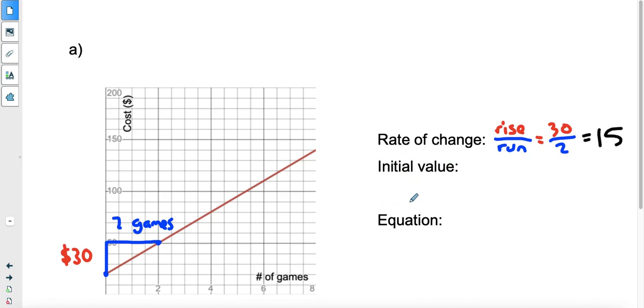To find the initial value, that's just where the line starts on my graph here. And I can tell my line is going to start at $20, right? So my initial value is just going to be 20 here. And now I have enough information to find the equation of a line. Because remember, the equation of a line is given by this form. Y is equal to mx plus b.